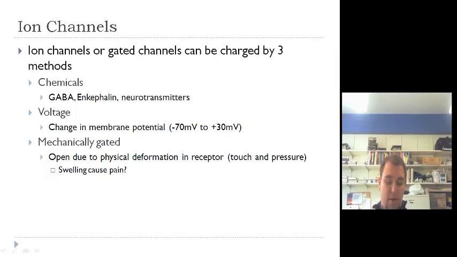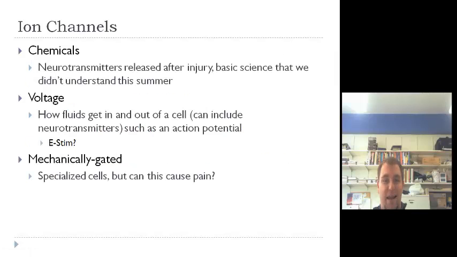So ideally, controlling that swelling first would be the best way to decrease the pain. But that can't always happen because in mechanically gated ion channels, they're deformed. More chemical substances will go into the injured area, causing more pain. So, next slide here. Chemicals and neurotransmitters released after injury.